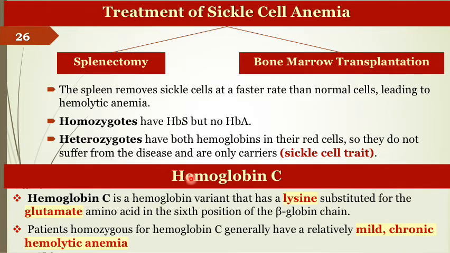Another disease, a second disease, is hemoglobin C. The glutamic acid, which is found in the beta chain of hemoglobin at the 6th amino acid, will be replaced by lysine, and this leads to mild chronic hemolytic anemia, mild lysis, mild breaking down of the RBCs.